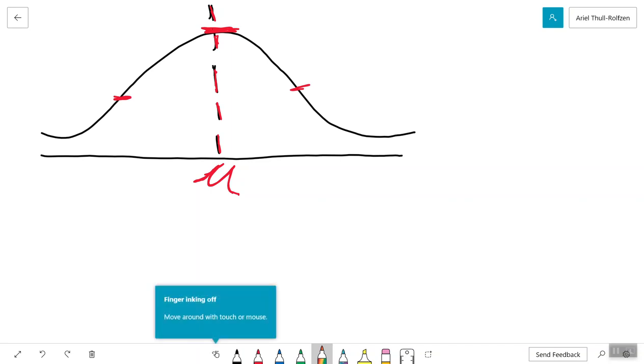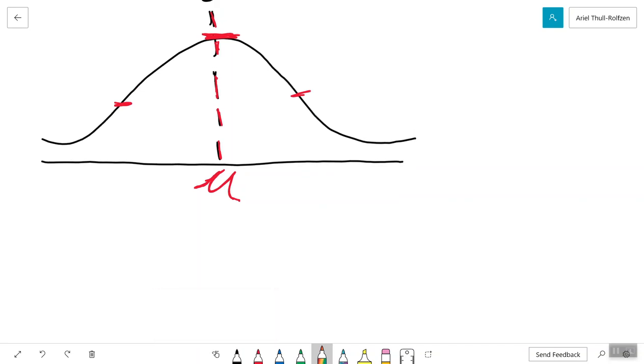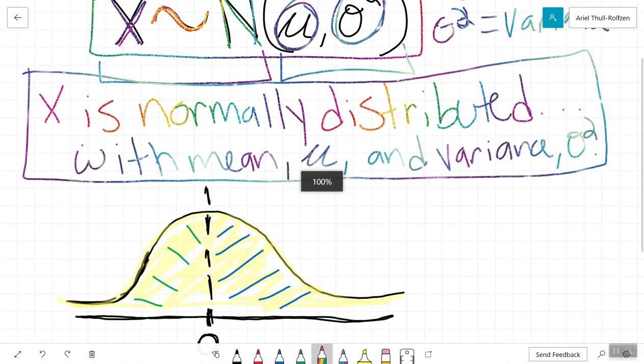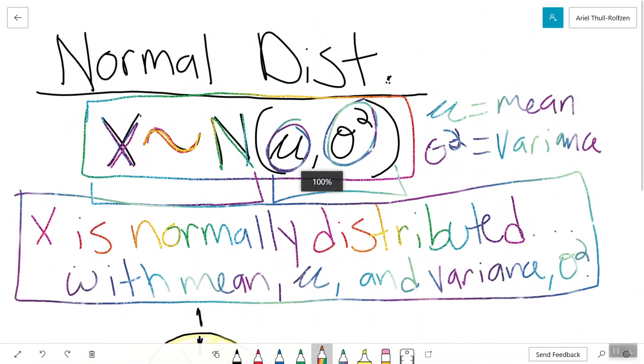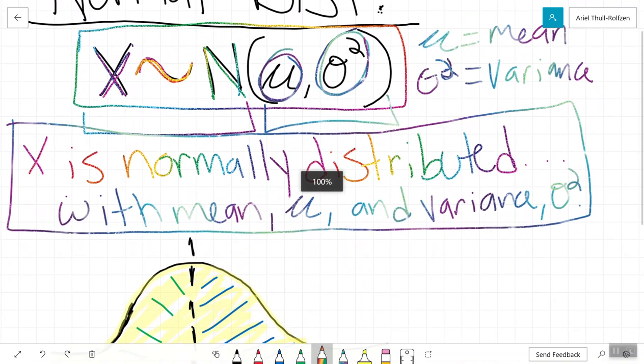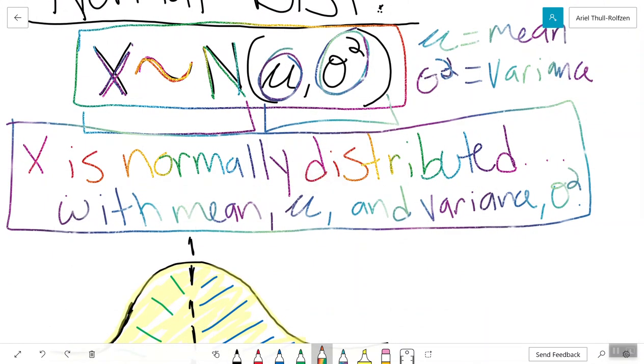I'm going to get really repetitive with this, but I want you guys to really grasp this concept because we're going to be spending more time on it, and out of all the things we've learned so far, it is very important that you learn this. So for normal distribution, our x values, which we'll talk about later, are normally distributed, which is what the N stands for, with mean mu and variance sigma squared.